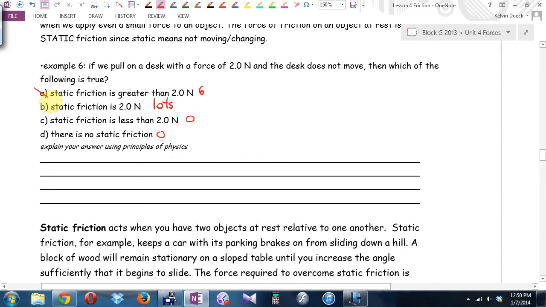What if it was less than 2 newtons? So, okay, it would have to be accelerating towards me. That's what happens anytime you slide something. You just overcome the force of friction.